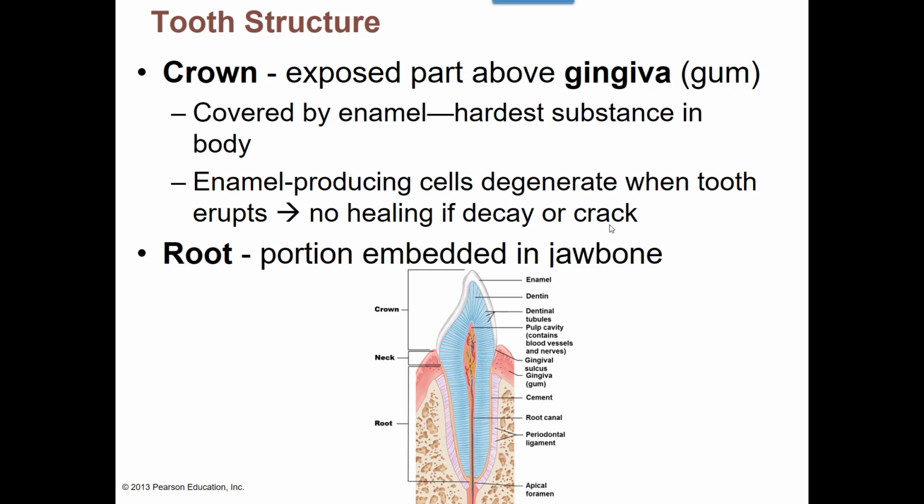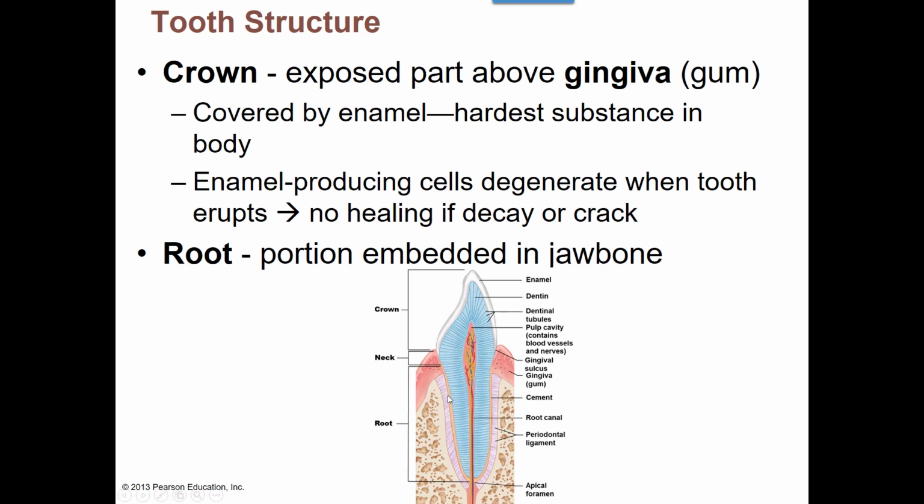Just like you can't see the roots on a plant because they're below the ground, we don't see the roots of the tooth because it's below the gingiva, or the gum line. It is also the part that's anchored into the bone tissue, so that it's not going to move around. It is solidly stuck in there.